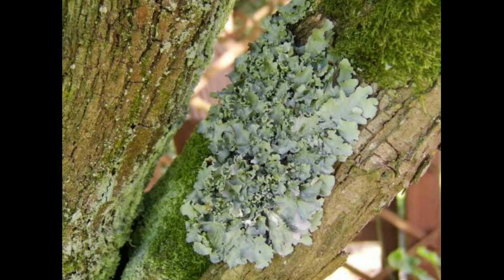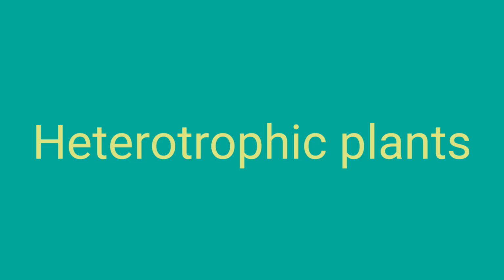So this type of nutrition is called symbiotic nutrition. म्हणजे दोघंही एकमेकाला मदत करत असतील, एकमेकाला न्यूट्रिशन किंवा काही ना काही प्रोव्हाइड करत असतील तर this type of nutrition is called symbiotic nutrition. Next is the heterotrophic plants. In the second chapter we will learn about this type of plants.